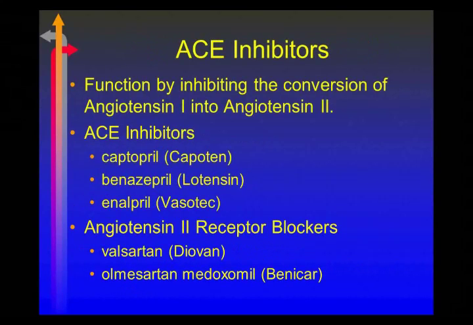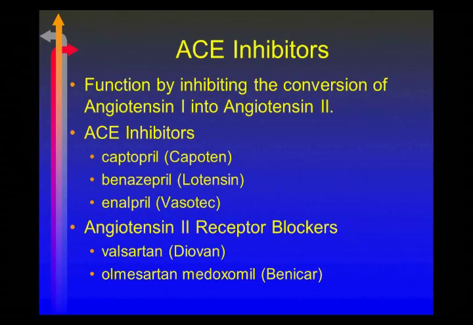ACE stands for angiotensin converting enzyme. If you vaguely go back in time, you should remember from A&P that there's this process where renin is being released by the liver. It's converted to angiotensin, the renin-angiotensin system, and angiotensin 1 is converted to angiotensin 2. Angiotensin 2 then acts on the arteriolar receptors to promote vasoconstriction.